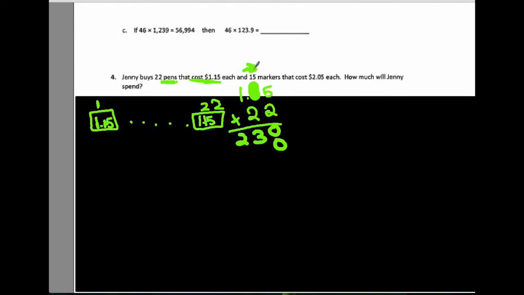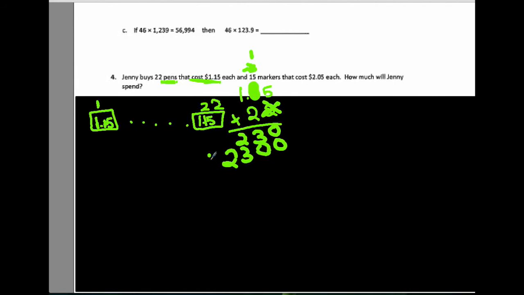2 times 5, you're going to put 1, because it's 10. And you add a 0 because you're starting in the tens place. And we're done with that one. 2 times 1 is 2, plus 1 is 3. 2 times 1 is 2.